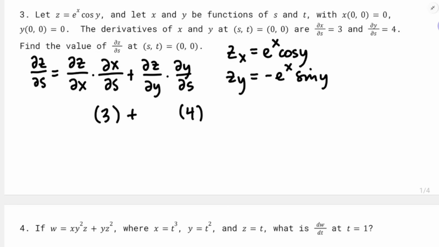Now I need to figure out what those are going to be. What this is saying is x equals 0 and y equals 0, so I'm going to use those. e to the 0 is 1, cosine of 0 is also 1, and e to the 0 times sine of 0 is 0. So I've got zx equaling 1 and zy equaling 0, so that's 1 of these and 0 of those, so that's going to equal 3.